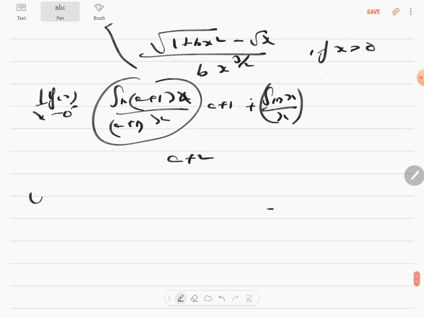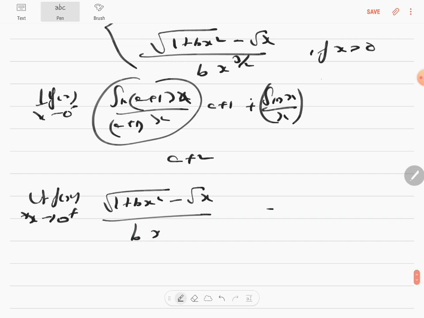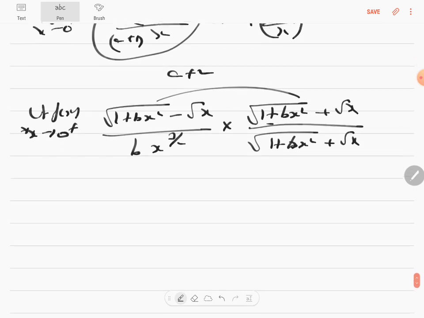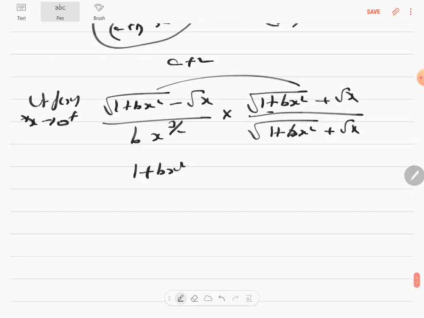Let's go to the right hand limit. Limit of f of x as x tends to 0 from the right. Root of 1 plus bx square minus root x by b into x to the power 3 by 2. Rationalize the numerator: multiply by root of 1 plus bx square plus root x by root of 1 plus bx square plus root x, which gives a square minus b square. 1 plus bx square minus x. Is it? Yes, ma'am.